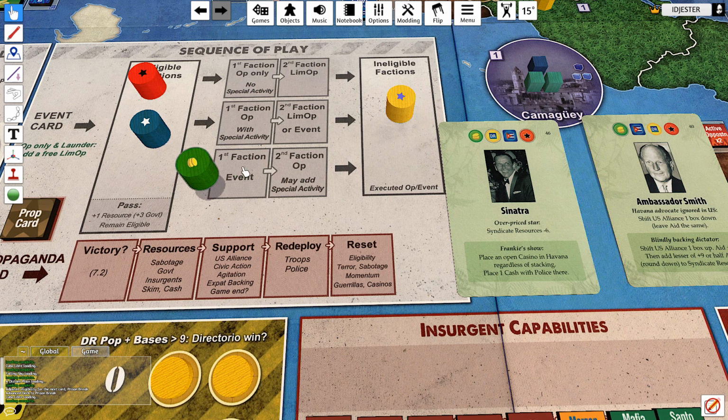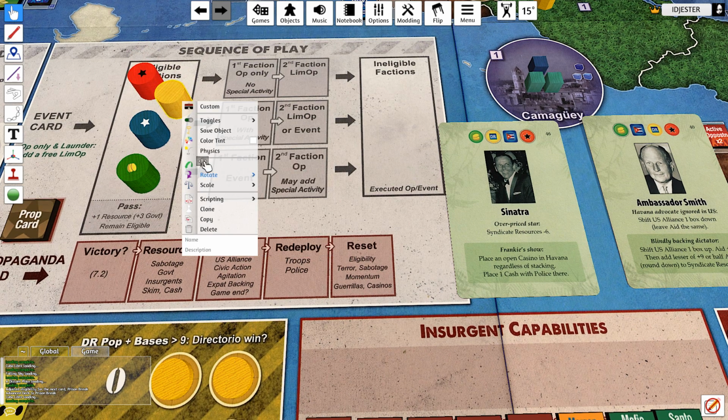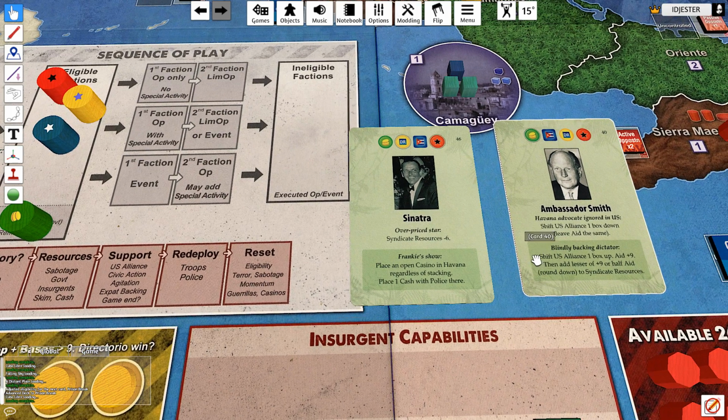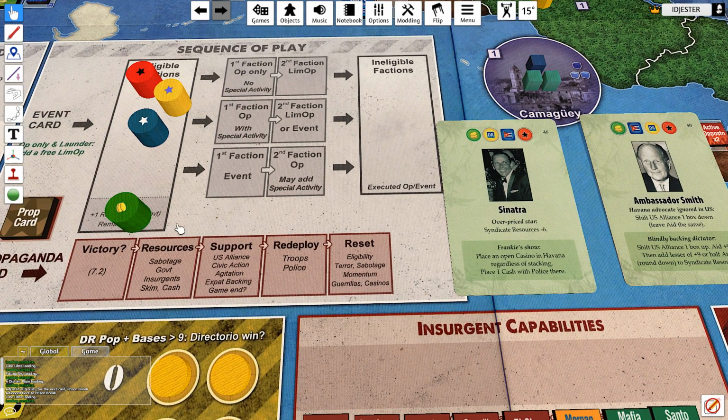So if we start back all the way at the beginning, right? Flip over, thank you. Green knows, well, I can play this event. If I don't play the event and I pass, you stay eligible for the next card. So he will also be first. Maybe he wants to play this event instead. But if he decides to play this event, or if he decides to take an action, or if he decides to take an operation, then he's not going to be eligible for this card. He will be ineligible for the next card. He will go into that.